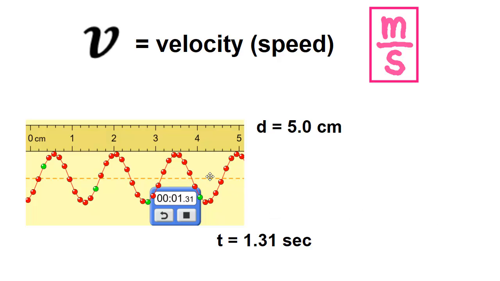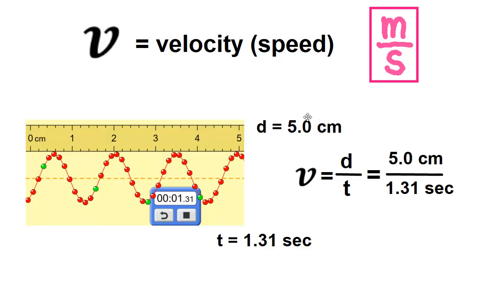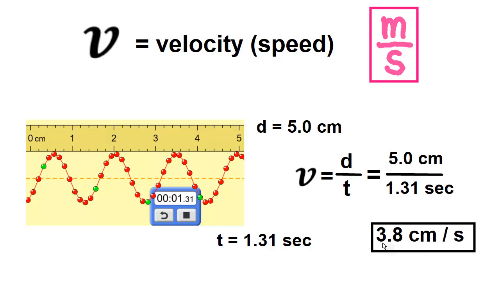If I go back to my example, if I time this wave moving from 0 centimeters over to 5 centimeters, that distance is 5 centimeters, and the time, in this case, it took 1.31 seconds. So I go to my equation for speed. Velocity is distance over time, the distance is 5 centimeters and the time was 1.31 seconds, and you divide it, and you end up with a speed of 3.8 centimeters per second. So that's an example of velocity or speed of waves.